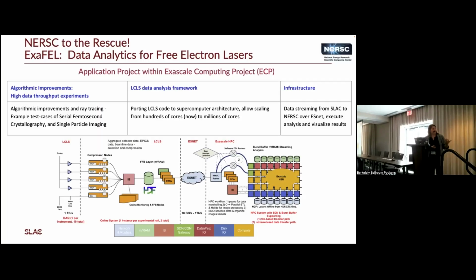ExaFEL was the project that was defined to tackle this single particle imaging problem. It was an ECP project, and it dealt with three aspects of the problem. It wasn't that we just said, we just need to access NERSC and then everything's going to be fine. Or we can just parallelize our way out of it and it'll be fine. Or we'll just be smarter about how we analyze the data and make it more efficient. Nope, we said we're doing all three.